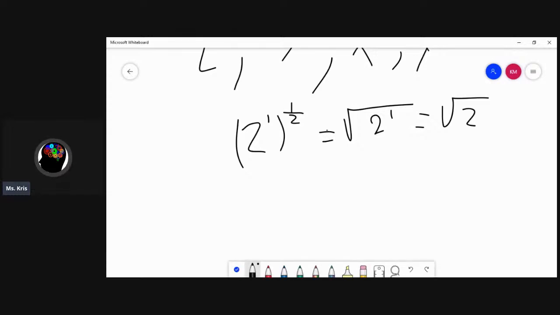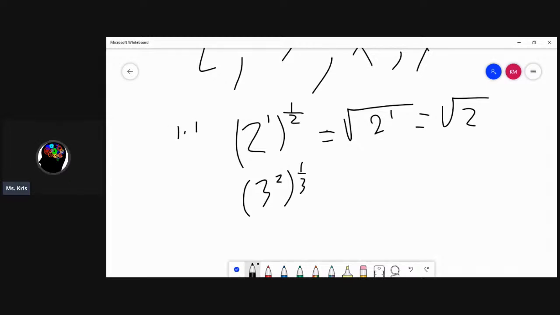Next, we have 3 to the 2/3. Well, 3 is being raised to the second power, and that is being raised to the 1/3 power. So 3 squared raised to the 1/3 power. The third is your root. The square is your exponent.